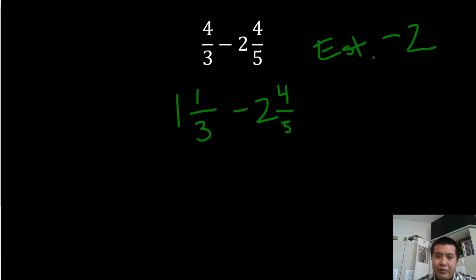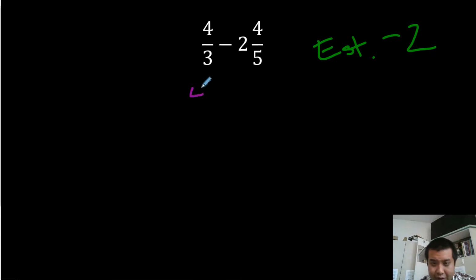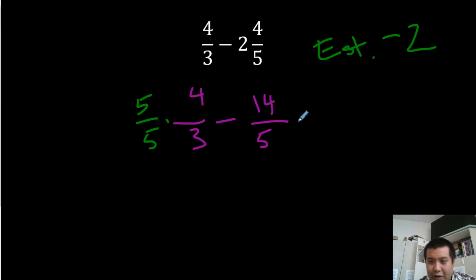So let's go ahead and change these into improper fractions, one of which is already done for us. So we get 4/3 minus 14 fifths. We are going to multiply to get common denominators, and we're going to multiply this side by 5/5. Multiply this by 3/3. We get a common denominator of 15.